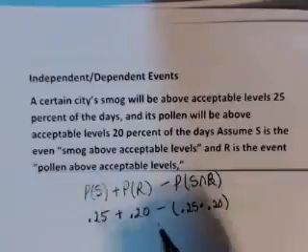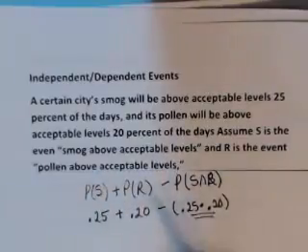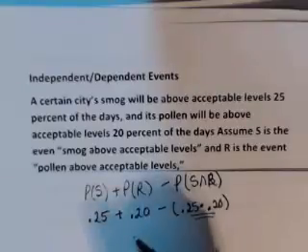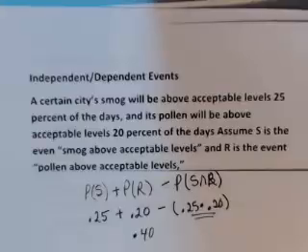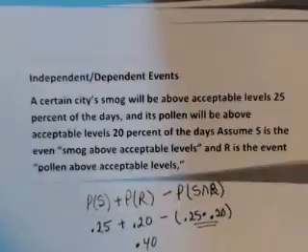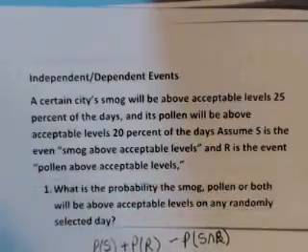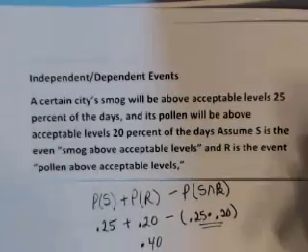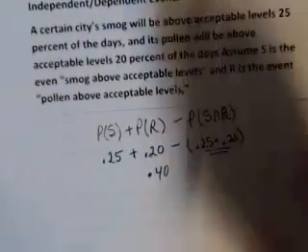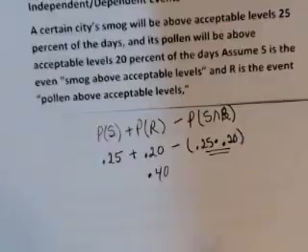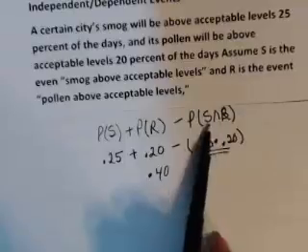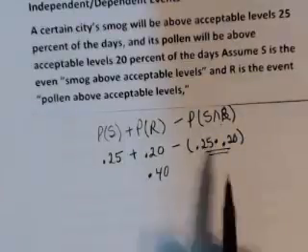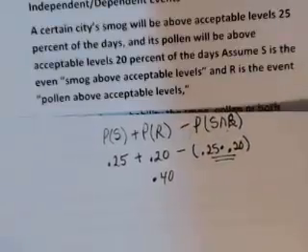So when you do the math, you're going to multiply first and then add and subtract, you get 40 hundredths, or 40% of the time you would expect to be above the level. So we added them and took away the days that they intersect, which multiplying them together does that.